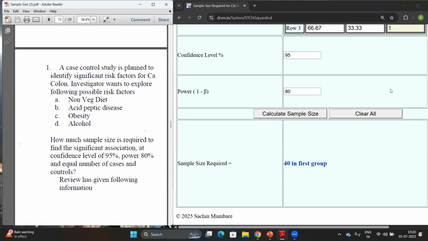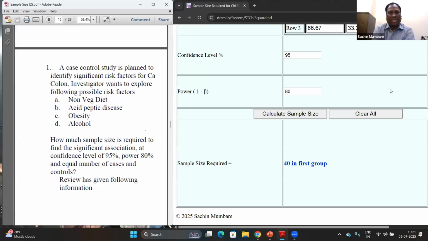Till this moment, we have seen how to calculate sample size for one objective. But in reality, whenever we are conducting any research or doing any thesis, the objective is never just one. There are multiple objectives. Even in a case control study, you can test the association between multiple risk factors and the disease under investigation.